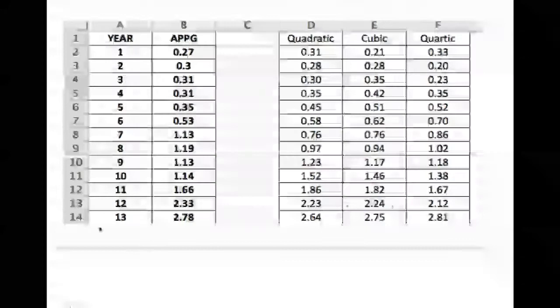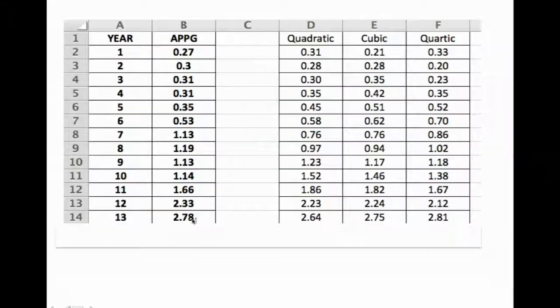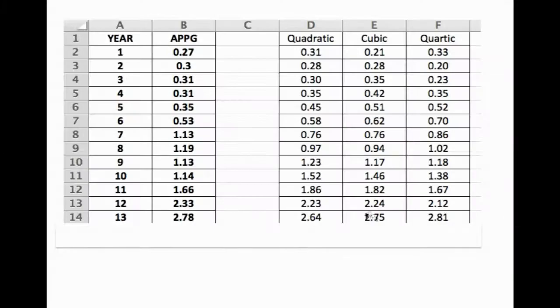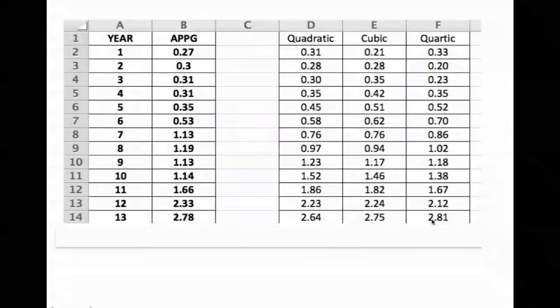So for the year 2010, the actual average price was $2.78. If you use the quadratic, you would have predicted $2.64. If you use the cubic, you would have predicted $2.75. And if you used the quartic, $2.81. And who's to say what's better? Well, it's a toss-up here between cubic and quartic.